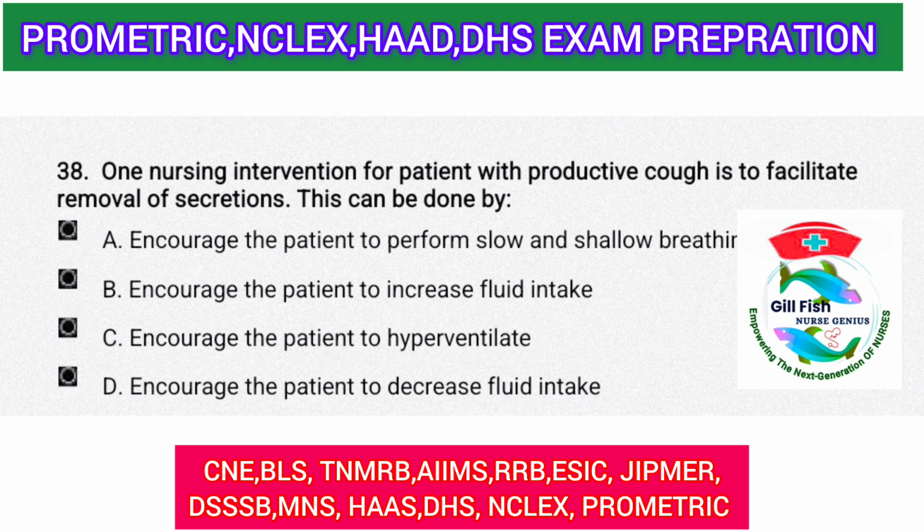Next question. One nursing intervention for a patient with productive cough is to facilitate removal of secretion. This can be done by option A, encourage the patient to perform slow and shallow breathing. Option B, encourage the patient to increase fluid intake. Option C, encourage the patient to hyperventilate. Option D, encourage the patient to decrease fluid intake. What could be the correct answer here?